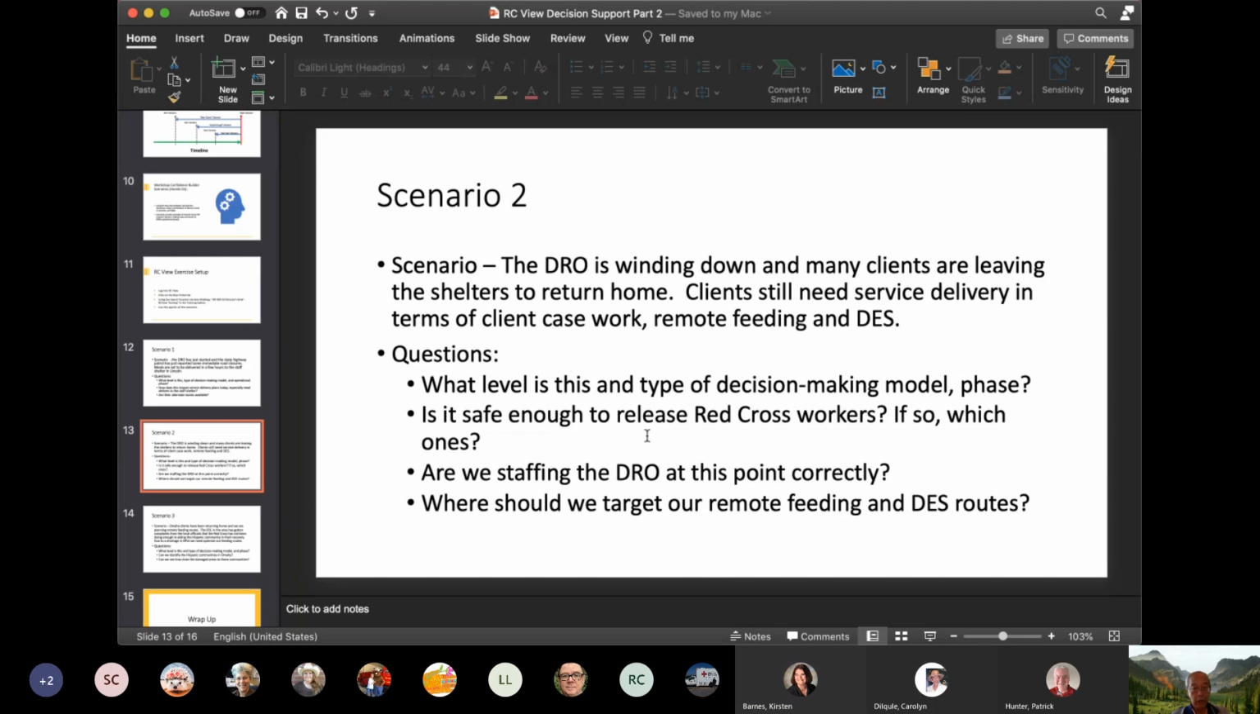Now the fourth bullet: where should we target our remote feeding and DES routes? You saw by doing damage assessment through Red Cross, through RC Collect, or you might even get it from FEMA information or from the local county, may provide damage assessment via that way. But nonetheless, however you get it, those can be identified, and then you can plan remote feeding and bulk distribution routes that way. So again, that's kind of a blend of using analytics along with spatial intelligence to come up with an ideal service delivery plan.